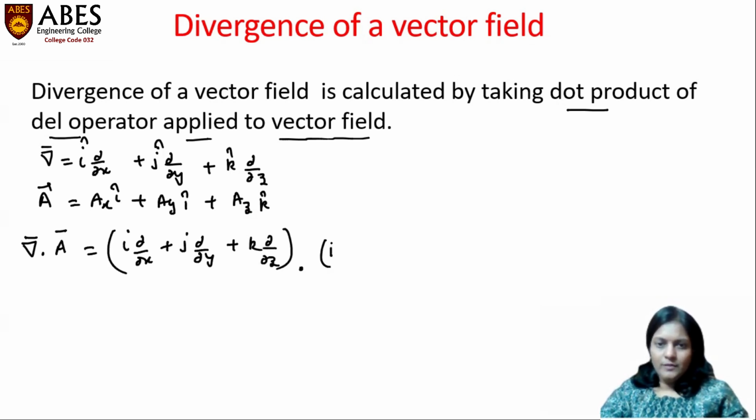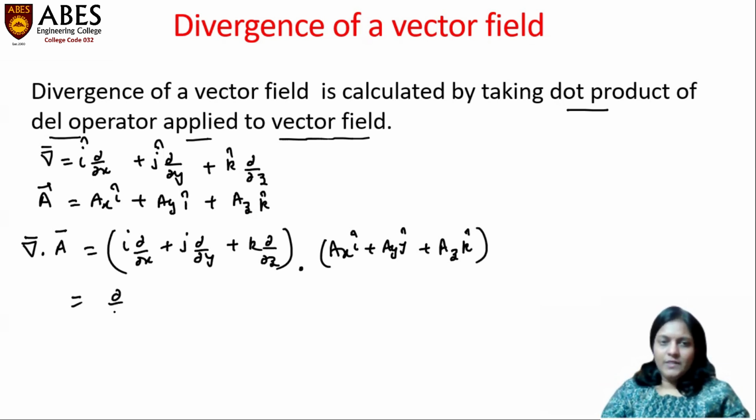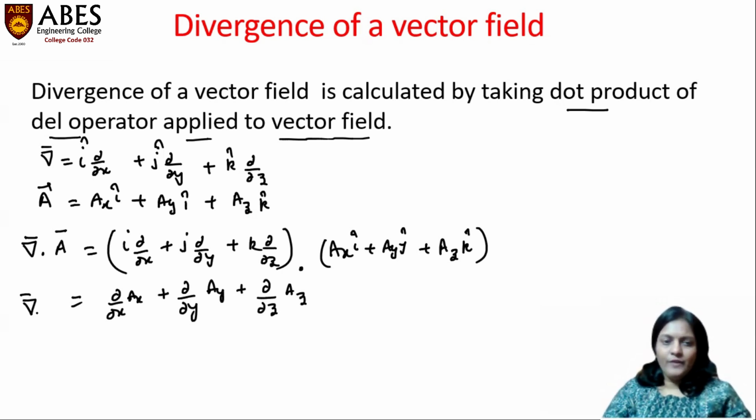Dot ax i plus ay j plus az k. Del over del x ax plus del over del y ay plus del over del z az. This is called divergence of A. And this is a scalar quantity.